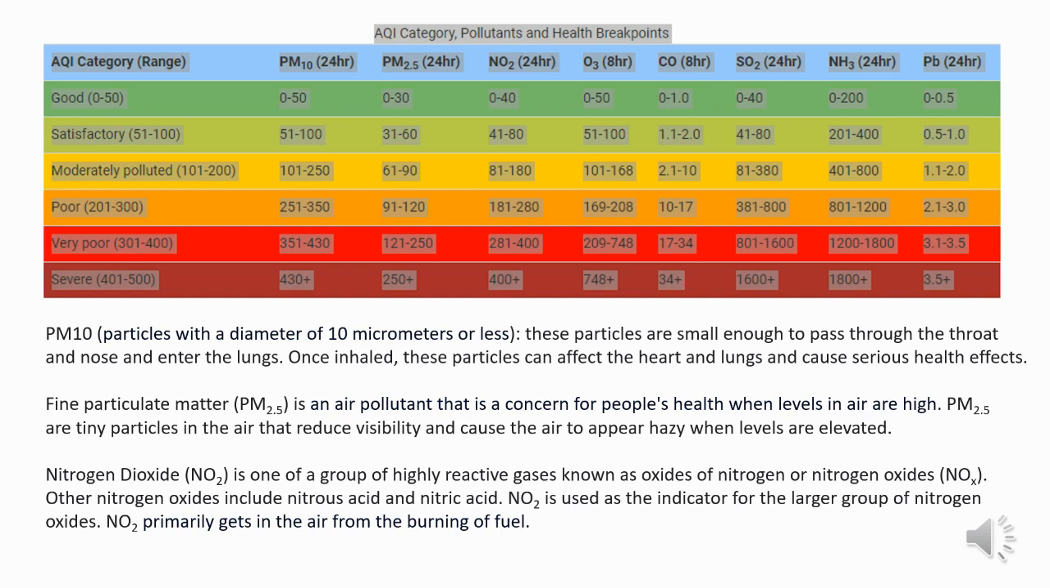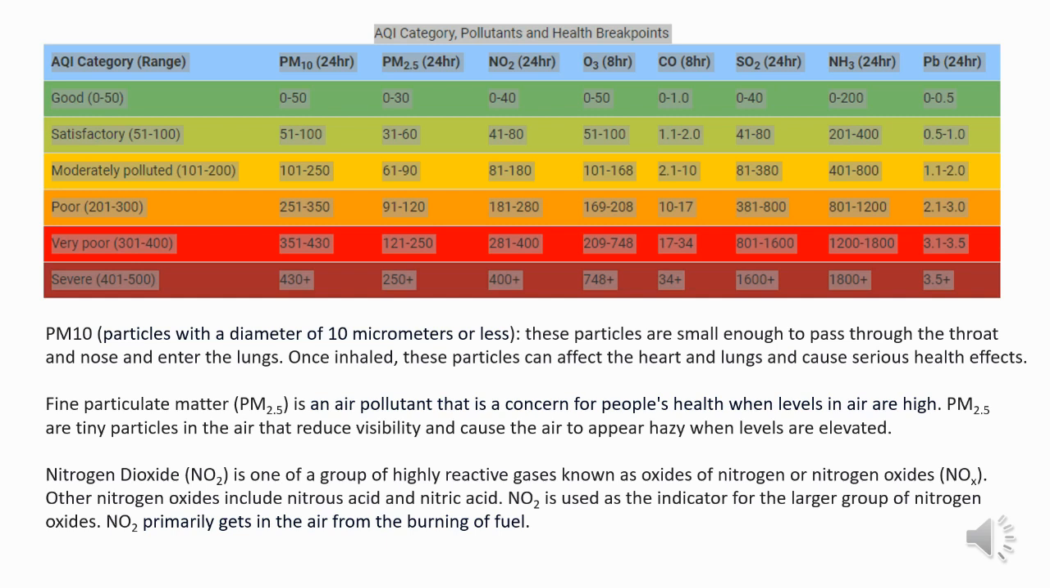What is PM2.5? PM2.5 is a fine particle. If the air is polluted with much PM2.5, then it is visible that the air is hazy, and you can see a fog-like situation in the air, especially in the winter season, early morning or after sunset.